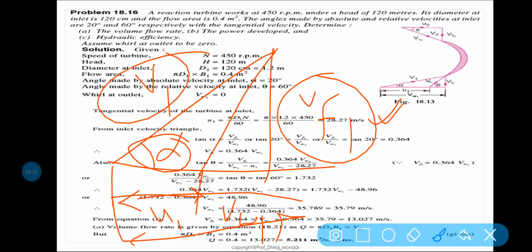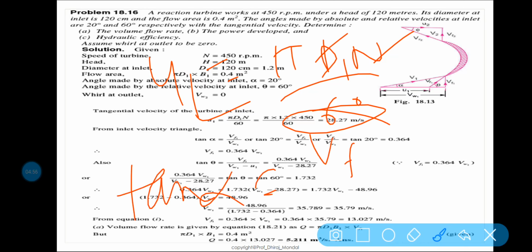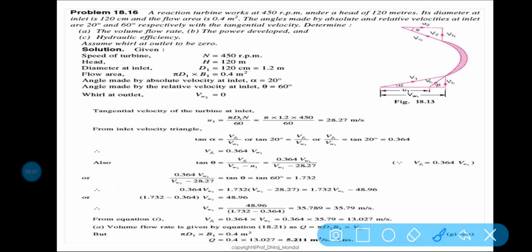Let us discuss. From the diagram, U1 you can find out easily because it is pi D1 N by 60, which is given. Can you find out U1? Because D you know, and N you know. So 28.27 meter per second, that is your U1. U1 is the wheel velocity. Can I find out tan alpha? Tan alpha is equal to VF1 by VW1. Now alpha we know, but VF1 I don't know, and VW1 also I don't know.